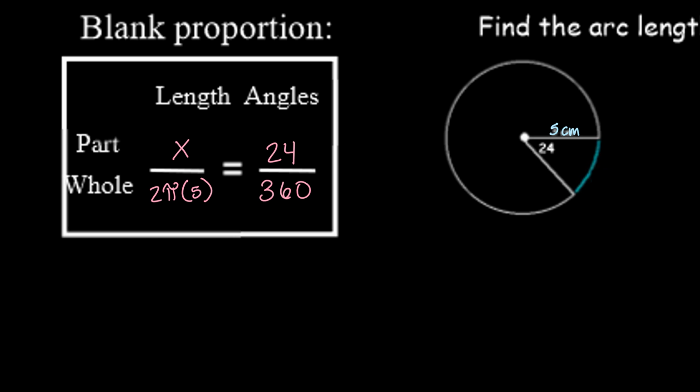Now, we cross multiply and we get 360x is equal to, what's 2 times 5? Thank you so much. You're welcome.